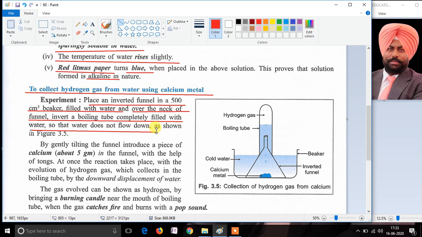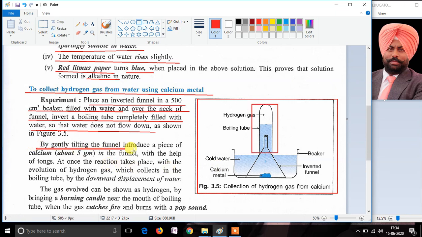You can see in the diagram in front of you also, which is in the red box, you can see a trough filled with water. You can see an inverted funnel in it. You can see a boiling tube which was initially filled with water. It was inverted and very carefully it was placed on the neck of the funnel.